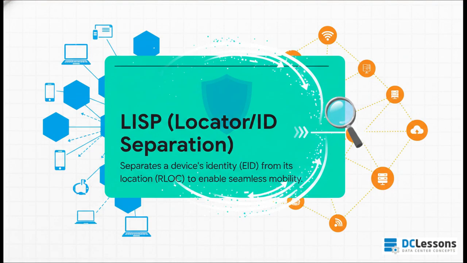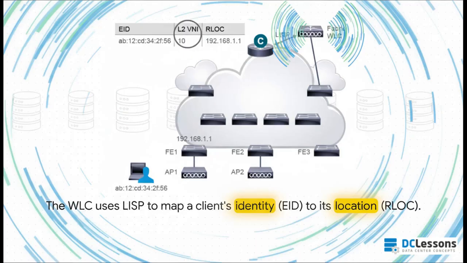Think of it like a giant, super fast address book for the network. It separates who a device is from where it is. This is a total game changer for mobility. Because when a user moves, you don't have to rebuild complex routes. You just update a single line in the address book. And here's where it gets really clever. Check out how the WLC plays a role here.